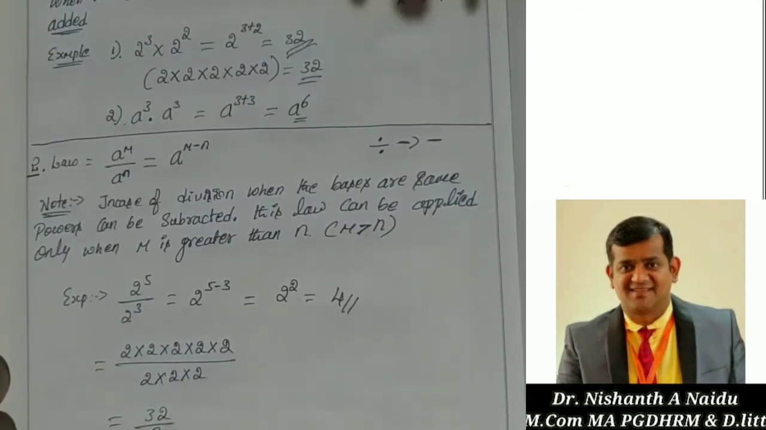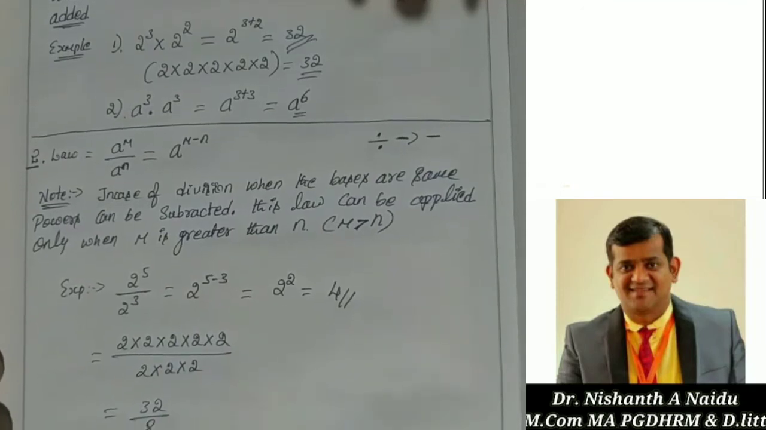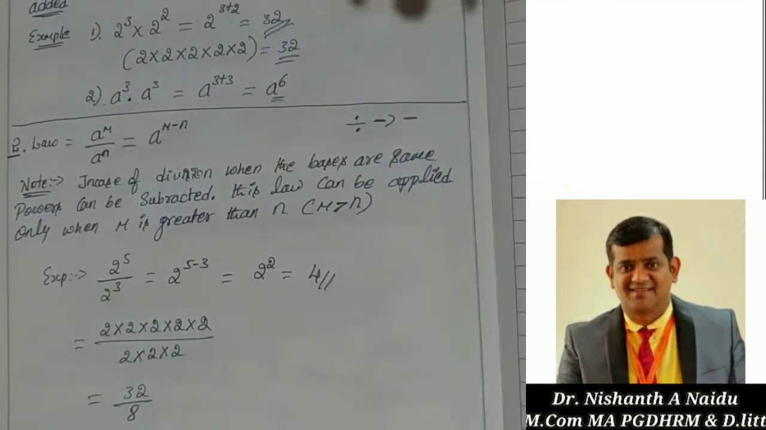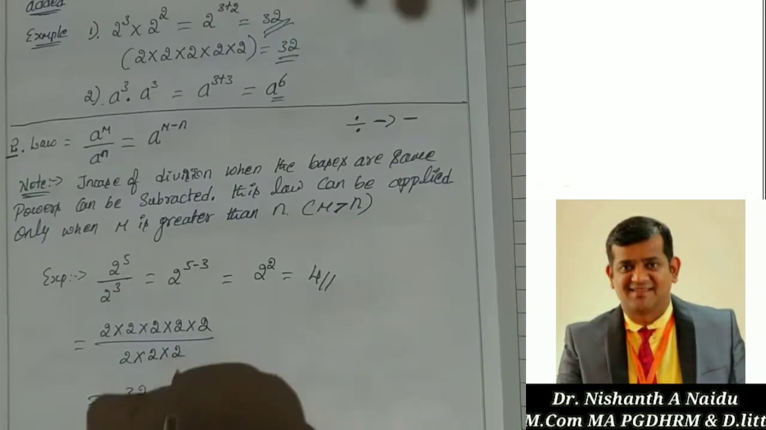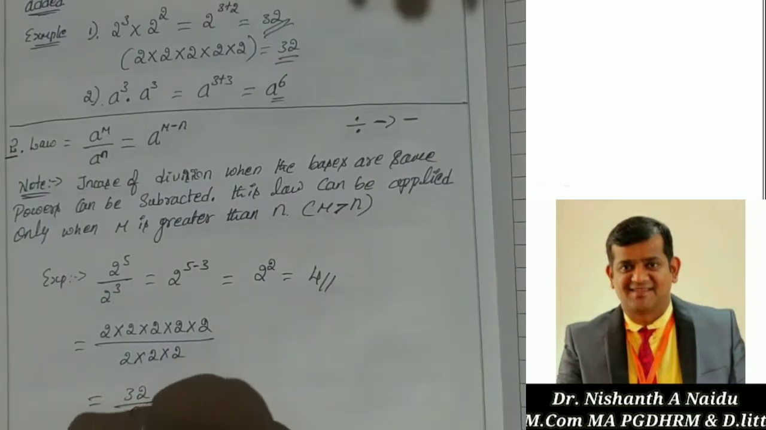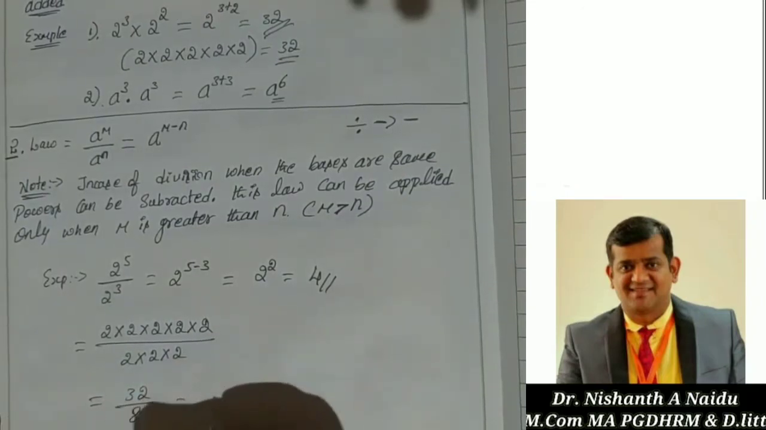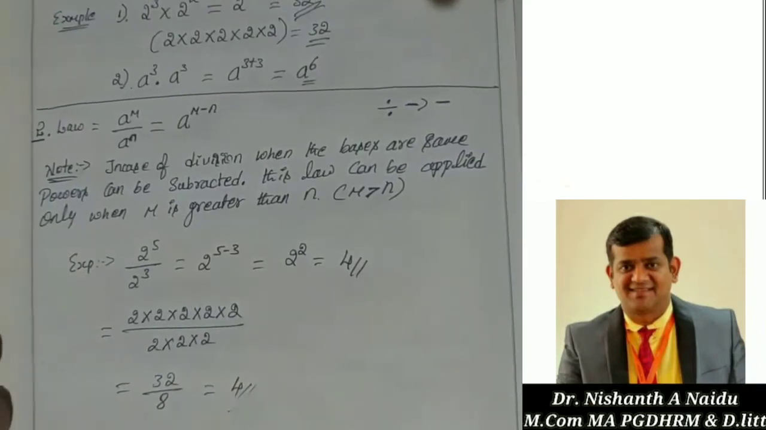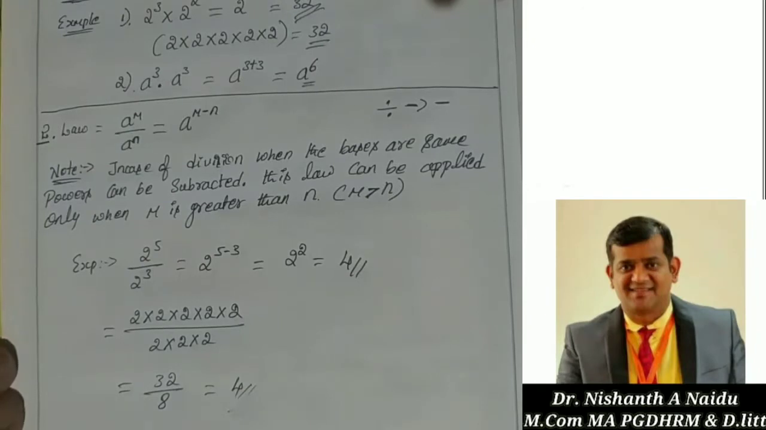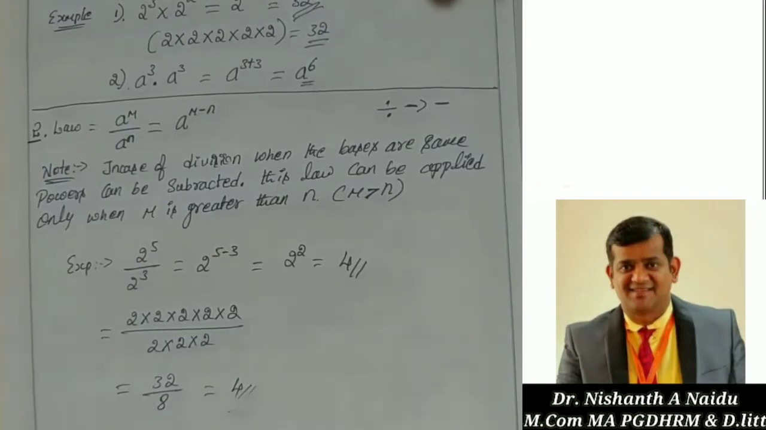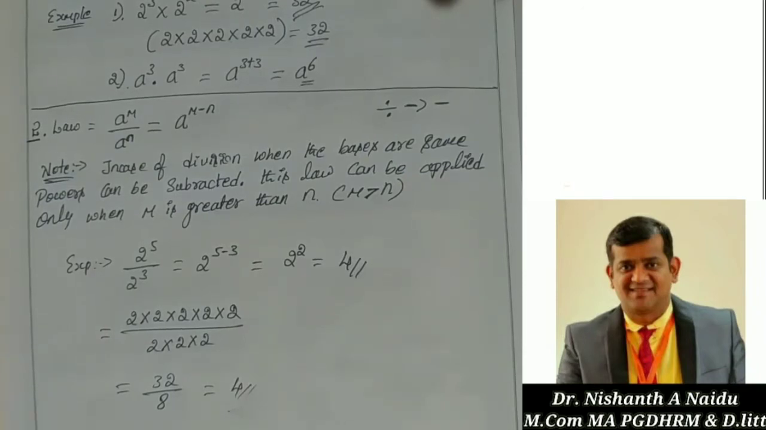Now check how many times you multiply 8. 8 ones are 8, 8 2s are 16, 8 3s are 24, 8 4s are 32. So 32 divided by 8 equals 4. This is your answer for the second law. I believe you have understood clearly.